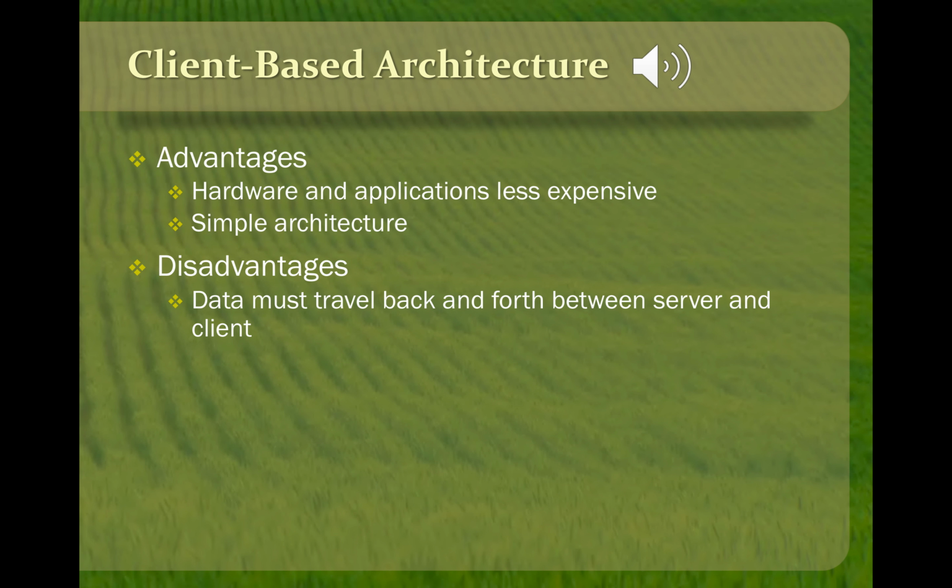Let's discuss the advantages and disadvantages of client-based architecture. So now that the processing is being done on the client machines, hardware and applications become less expensive. The architecture is still very simple, so those would be considered advantages. The disadvantages are that all the data all the time sits on the server. Therefore, any type of communication requires data to travel back and forth, which can create a lot of network traffic as well as a lot of bottlenecks. So those are the advantages and disadvantages.